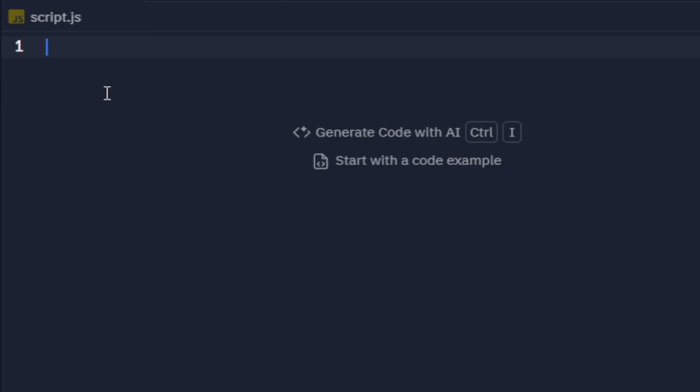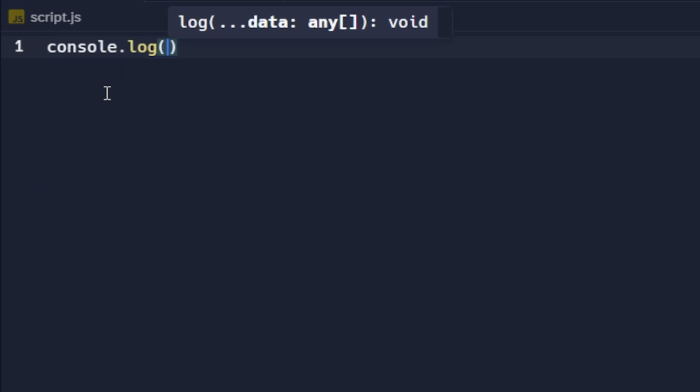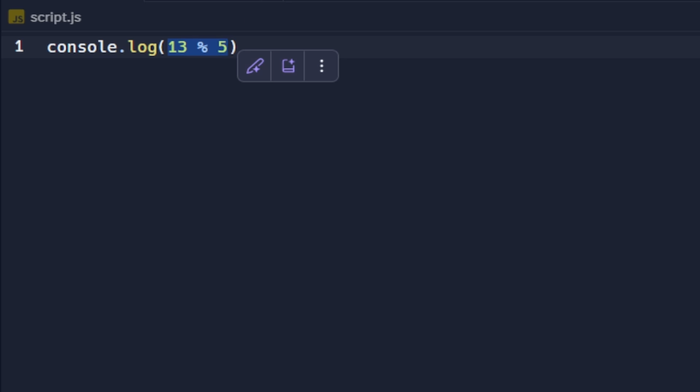The next arithmetic operator is the modulus operator. It's basically the remainder. So if I console.log 13 percent 5, which is the modulus symbol, 13 modulus 5, it should give me 3 because 13 divided by 5 is 2 remainder 3.